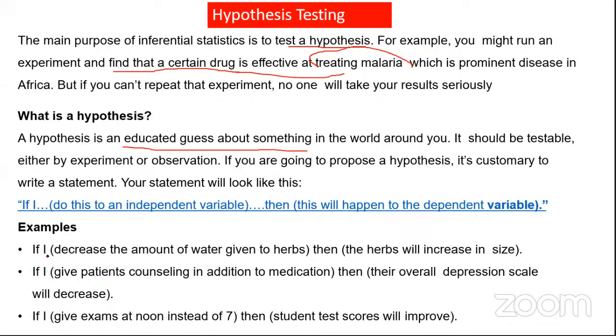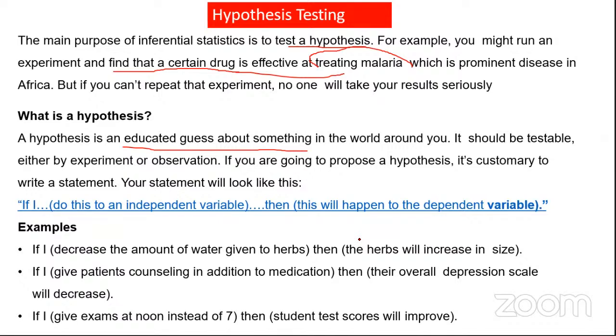For instance, if I decrease the amount of water given to a plant, then what will happen to the plant size? Will it increase? Will it decrease? If I give patients counseling in addition to medication, then what will be the overall depression level? Will it increase or decrease? And so on and so forth. It is from the linkage of these two, the dependent and independent variable, that a hypothesis is established.